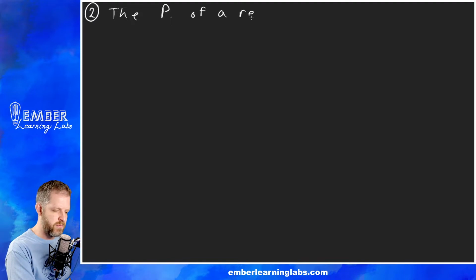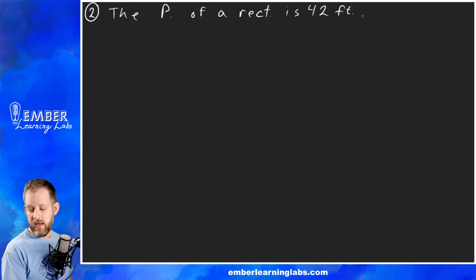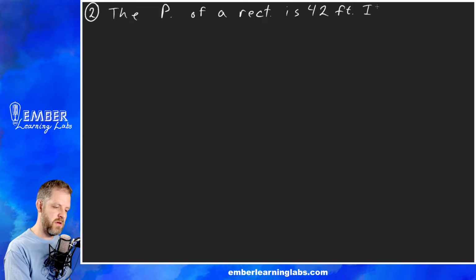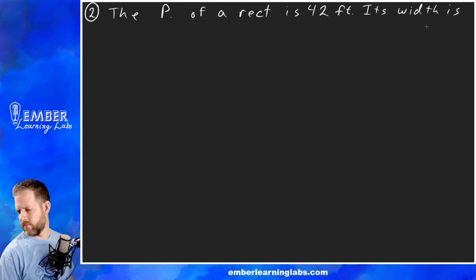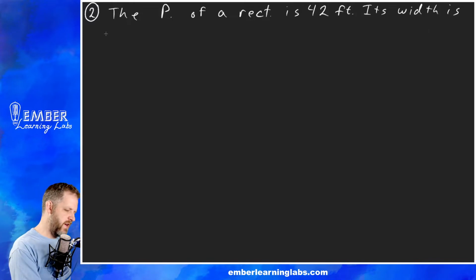So here's the problem. It says the perimeter of a rectangle is 42 feet. Its width is 10 feet.